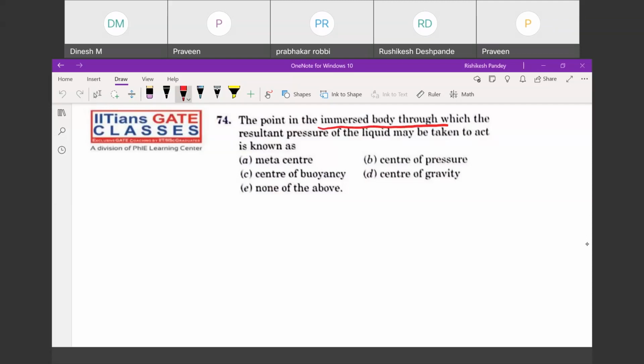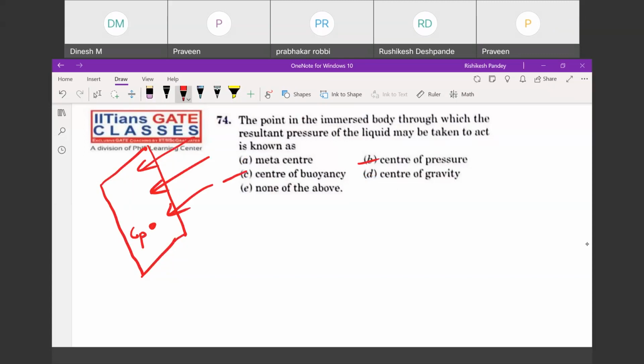Point in an immersed body through which resultant pressure of liquid. You see, again I will tell you. All these points I will again explain to you. Metacenter is related to, first I will tell you the center of pressure in sequence. We have seen, when we have an inclined plate like this, and fluid is exerting pressure over this, we have center of pressure, CP, where this net hydrostatic force F acts on this body.